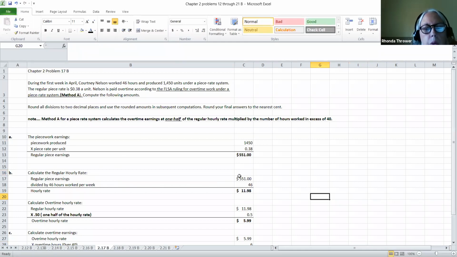To do that, we're going to take the piecework earnings that we found before, and we're going to divide this by, notice it's 46 hours that this employee worked. So it's by the hours worked per week that we divide into the regular piece earnings, and that will give you the hourly rate. The hourly rate in this situation is $11.98.